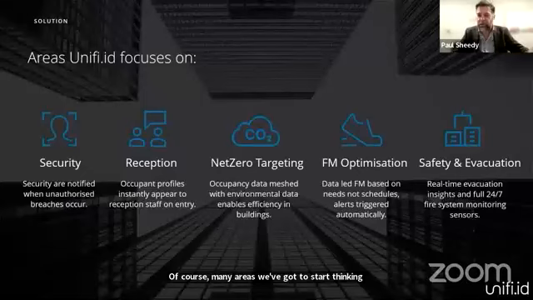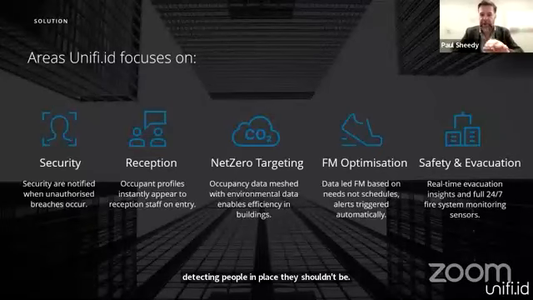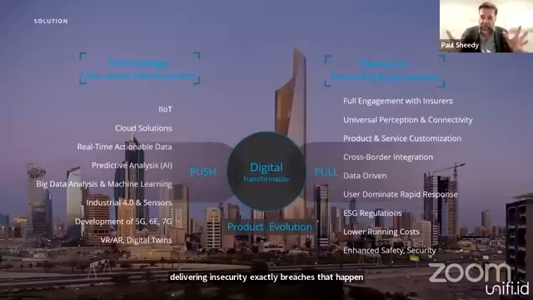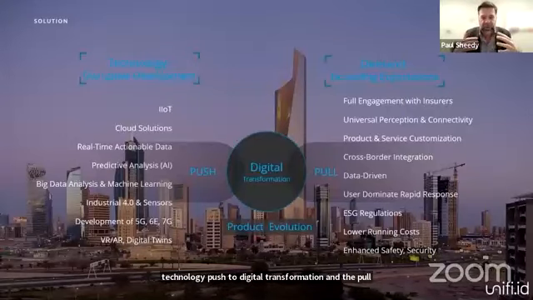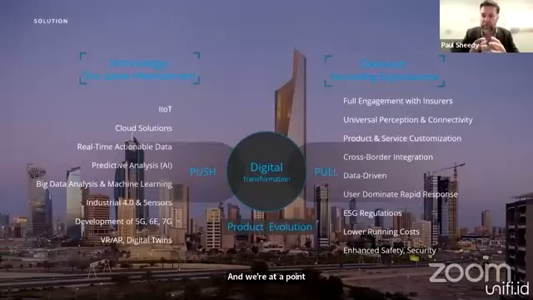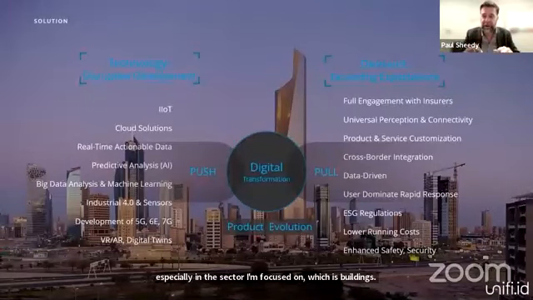Again, some of the areas we work on is security. We automatically detect people in places they shouldn't be, delivering insight into security breaches that happen. Net zero targeting is one of my big things, and again, the safety of buildings going forward. And this is where we see the push now with AI, the technology push to digital transformation, and the pull. We're at a point where we do believe that with just a little bit of work and building the right return on investment models, we can actually show, especially in the sector I'm focused on, which is buildings, how you take a dumb building and make that dumb building smart.